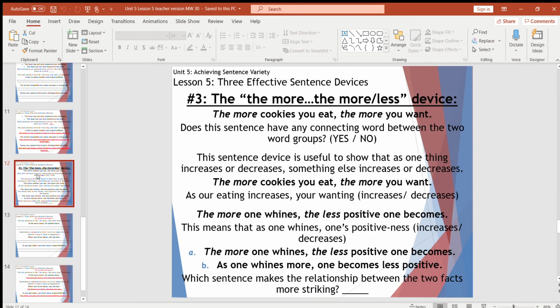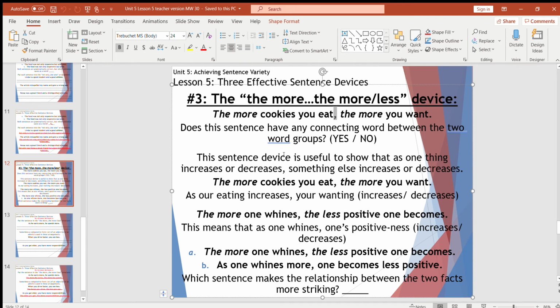The last one is also similar. It is the more, the more, or the more, the less. Okay, there's the slash because it's one or the other. The more cookies you eat, the more you want. Does this sentence have any connecting words between the two word groups? No, there's no conjunction there, it's just the comma.